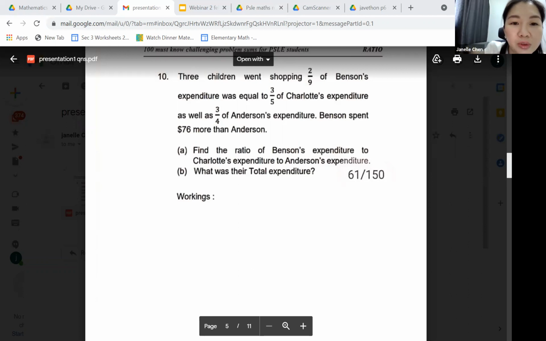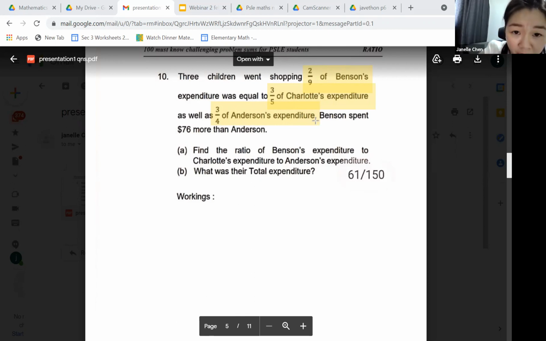Okay, we will be starting with this question. If you actually finish the question, right? The question is talking about three children, and 2/9 of Benson's expenditure equals 3/5 of Charlotte's expenditure, and also equals 3/4 of Addison's expenditure. So for this kind of question, it's basically just equal fraction.